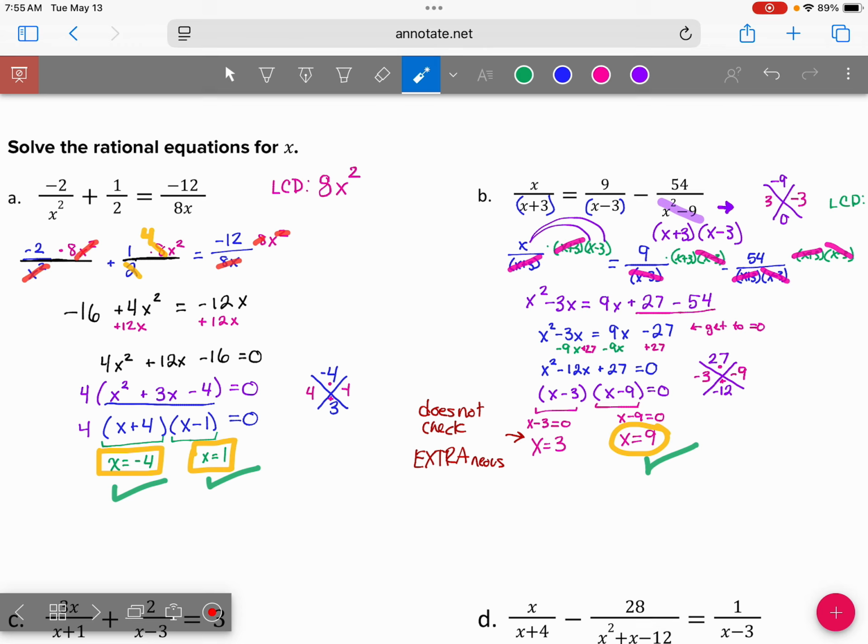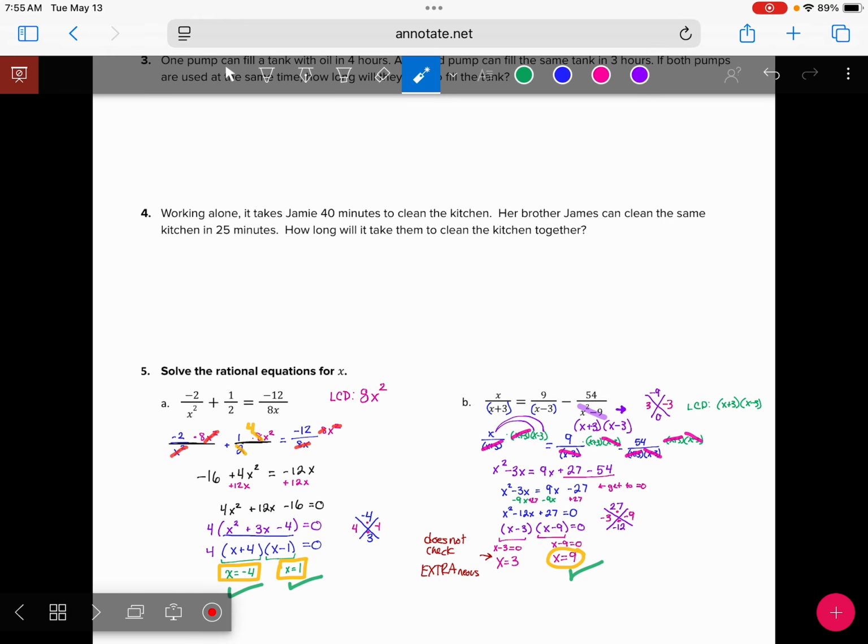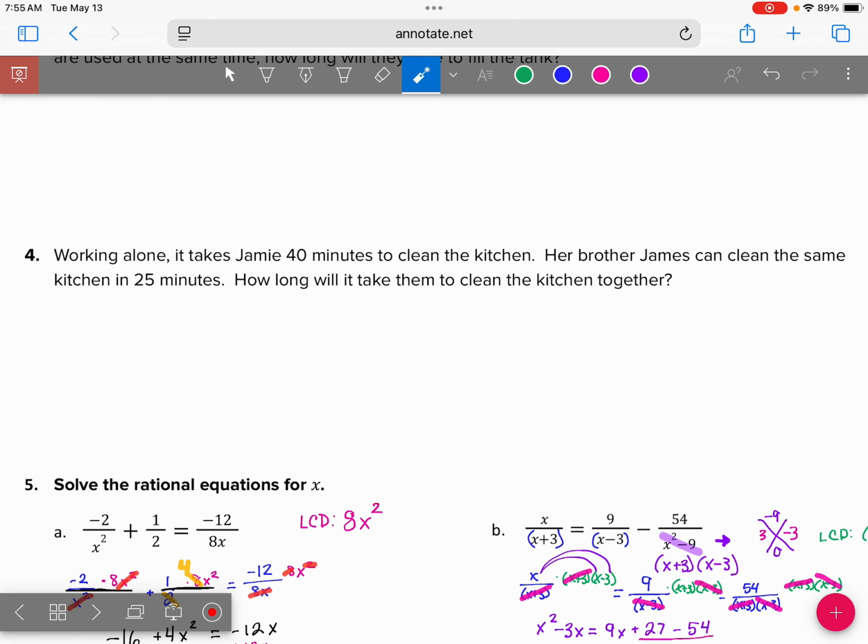Number 4. Let's see if we can get through. Yeah, we should be able to get through number 4. That's one of the story problems. I was going to say, because we just have about 2 minutes left until the bell, or until the announcement reminder.